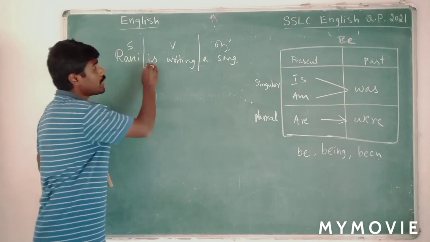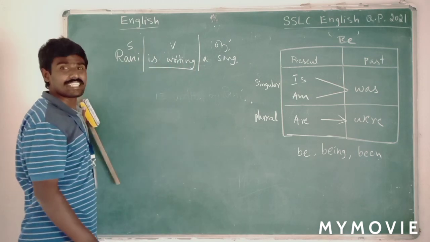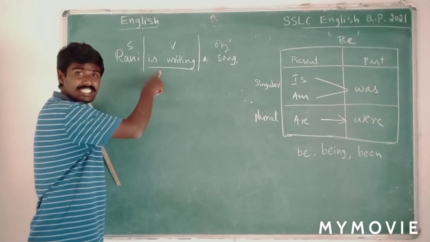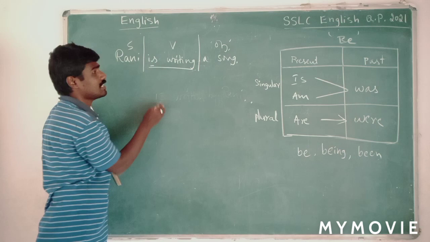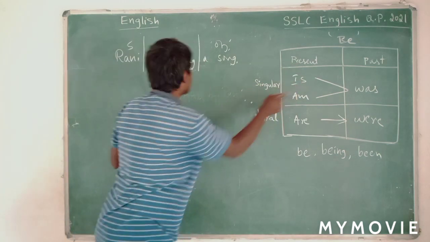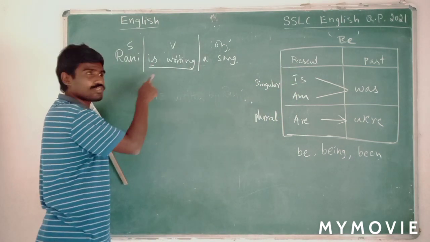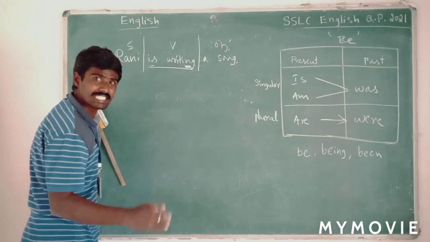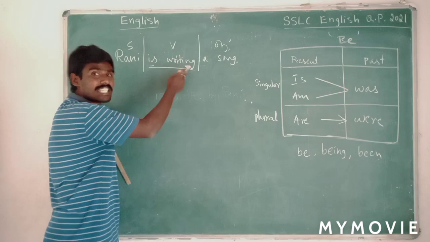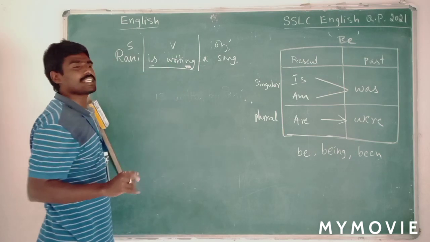Next is to find out the tense of the sentence. In which tense is it? It is in present continuous. Present continuous, right? Is is the present be verb, and ing is there. So it is still going on. It is still happening. That is why it is present continuous. So it is in present tense.